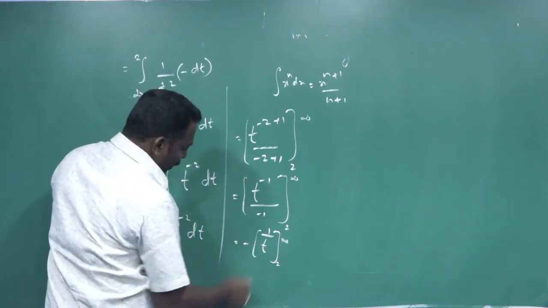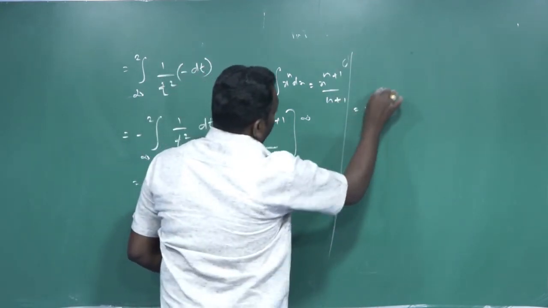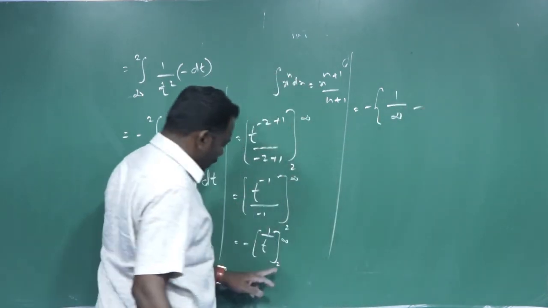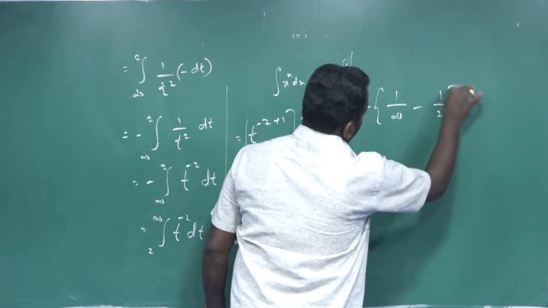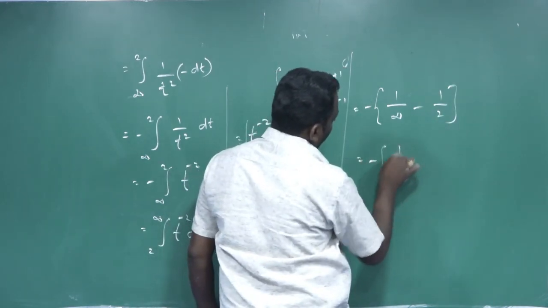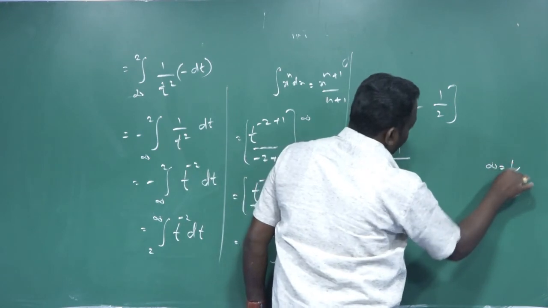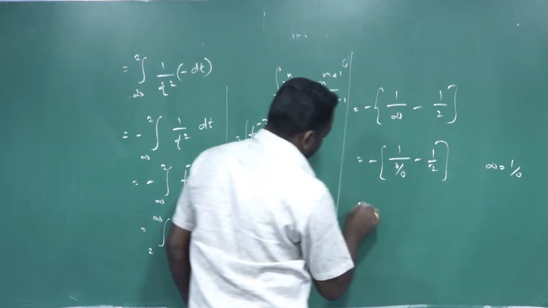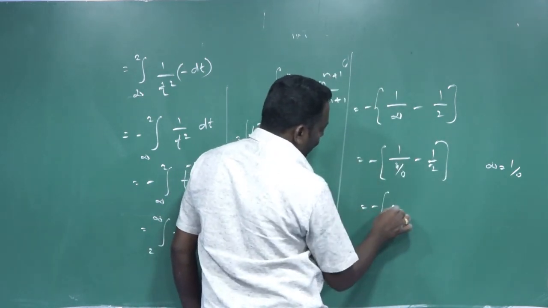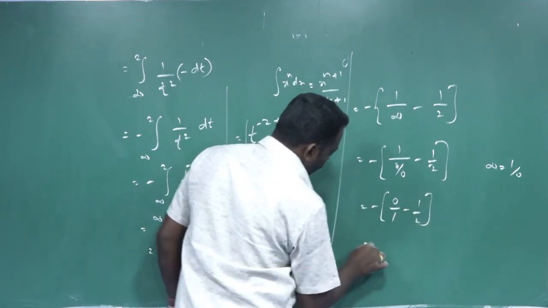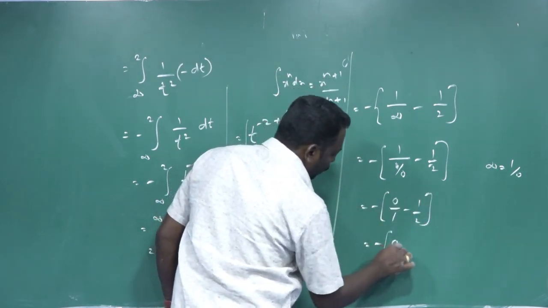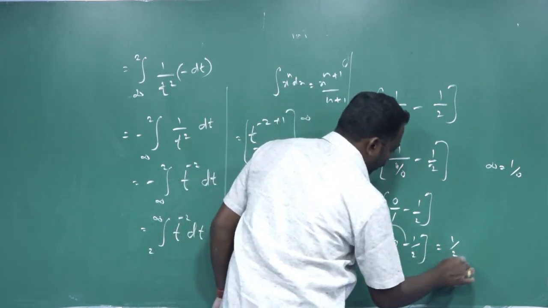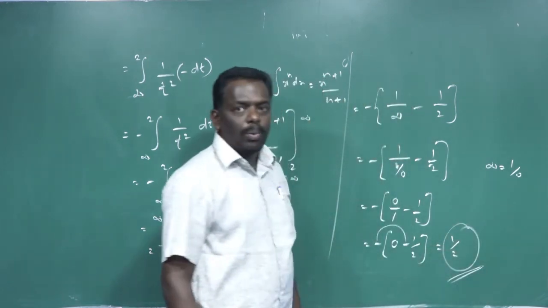Now apply the upper and lower limit values. That is equal to minus outside, upper limit infinity, 1 by infinity, minus the lower limit 1 by 2. That is equal to minus within the bracket 1 by infinity. Infinity is 1 by 0, so 1 by 1/0, minus 1 by 2 as it is. That is equal to minus within the bracket 0 by 1 minus 1 by 2, which is 0 minus 1 by 2. Therefore 0 cancels, minus minus becomes plus, that is equal to 1 by 2. Therefore the final simplification is 1 by 2.